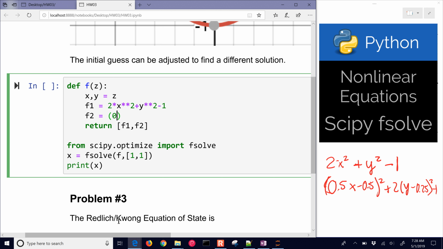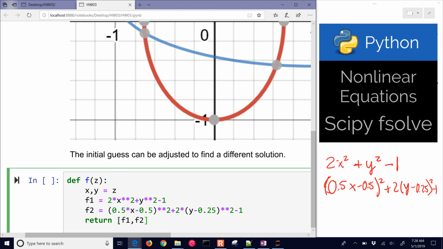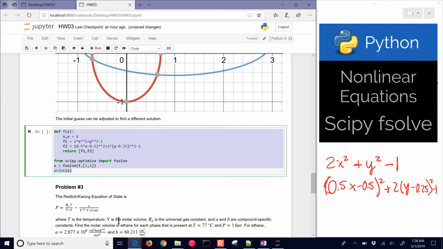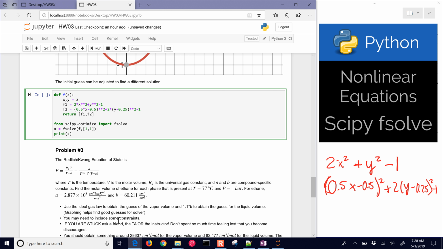Okay, 0.5 times (x minus 0.5), and then I'm going to square that, plus 2 times (y minus 0.25), and I'll square that and do minus 1. Okay, and then I'm going to return both of those. And so let's just test that function before we do the fsolve.